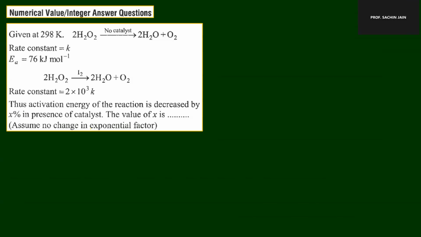Okay. Moving to the numerical value. Given at 298 Kelvin, hydrogen peroxide with no catalyst gives water and oxygen. The rate constant is K, with activation energy 76 kilojoule per mole. And the same peroxide in the presence of I2 gives H2O and O2. Now the rate constant is 2 into 10 raised to 3 times K.